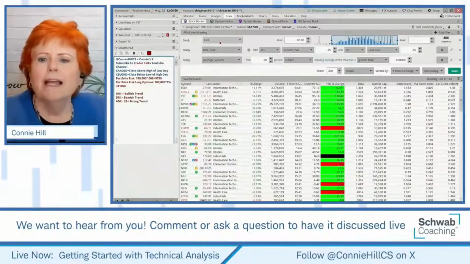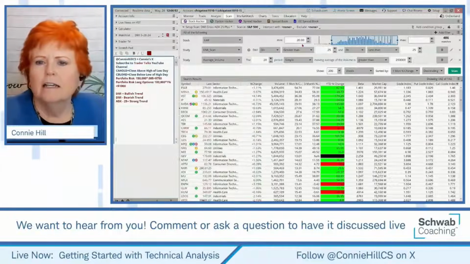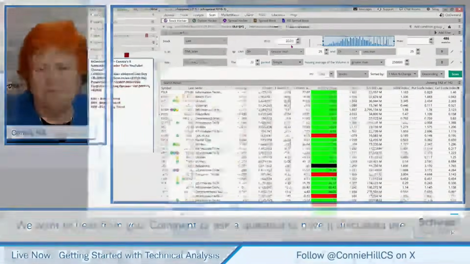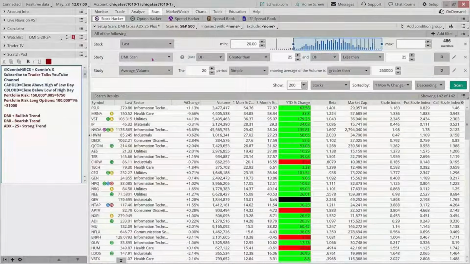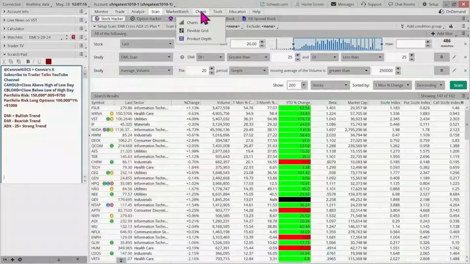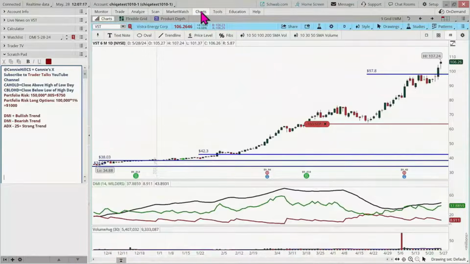So I have my last price. It's got to be at least $20. Your price level, you may vary in yours, okay? Then we're going to look for a DMI. There's a scan, it's under the study index. And we're going to look for a DI positive that's greater than a DI negative. And at this point, you're going, Connie, I don't even know what a DI is, okay? So let's flip over to the charts here and we'll take a look at something.